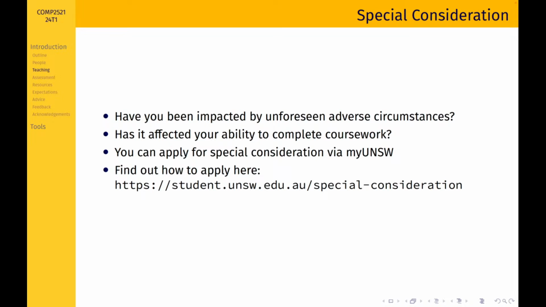Now, special consideration. If you have been affected by illness or misadventure, things out of your control, you can apply for special consideration and you can get an extension. I wanted to make sure to include this because some students don't know about it. You can apply for special consideration via MyUNSW, and you can check out how to apply and what evidence you need to provide over here.